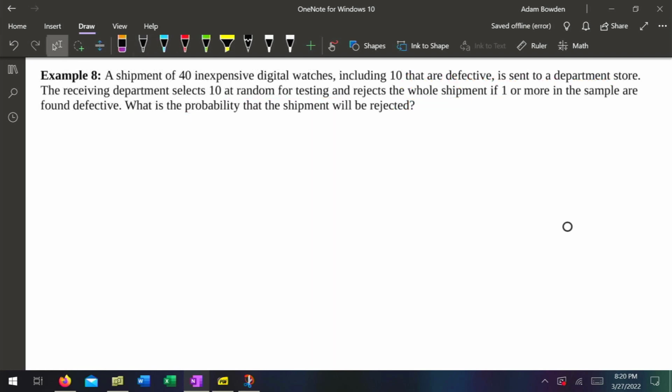On this next one, it says a shipment of 40 inexpensive digital watches, including 10 that are defective, are sent to a department store. The receiving department selects 10 at random for testing and rejects the whole shipment if one or more in the sample are found defective. What is the probability that the shipment will be rejected? Okay, now this question is going to have to break down into how different things can be selected. And so the outcomes are going to be based off of how many ways we can select watches and defective or good watches. Okay, so part one here is to talk about how many ways there are to select 10 watches from 40.